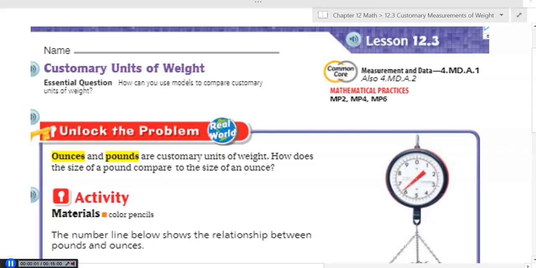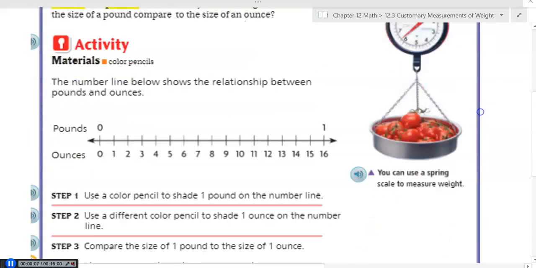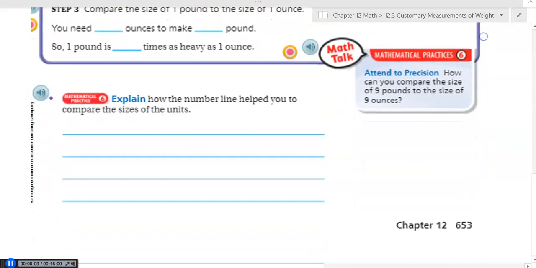To lesson 12.3, customary units of weight. So open your Go Math books. We are going to page number 653.